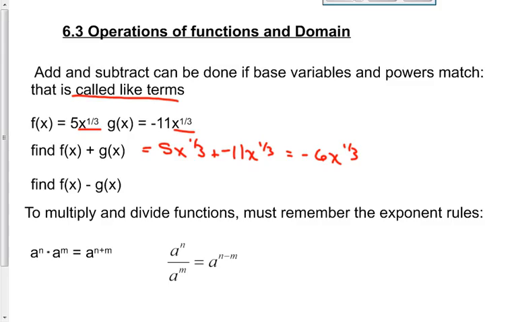Find f of x minus g of x. Be very careful when you do your notation. 5x to the 1/3 minus negative 11x to the 1/3. Minus, minus, change, change. 16x to the 1/3. Do not change the base and do not change the power. That stays the same when you're doing like terms.